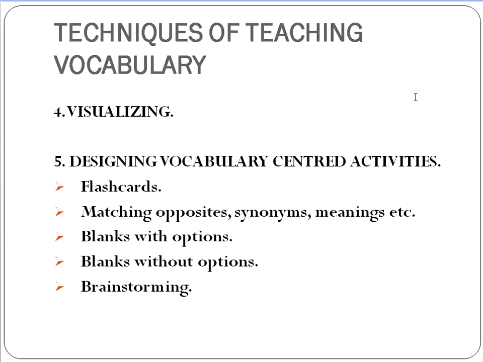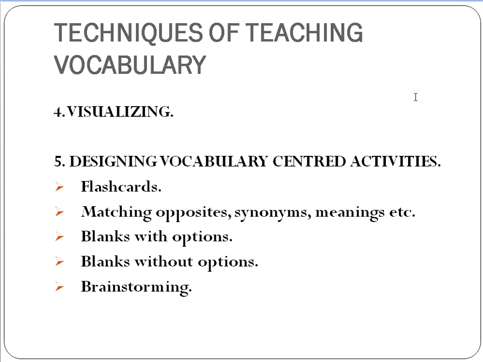The second one is matching opposites, synonyms, meanings, etc. For that particular purpose, you'll have to create a certain situation where you can ask your students to match the words, and those words should be opposites, synonyms, meanings, etc. You will mix all these things and their responsibility will be to match the words that are opposites, the words that are synonyms, the words that are meanings, etc. Getting the point? So this is the second point. And what is the next one?